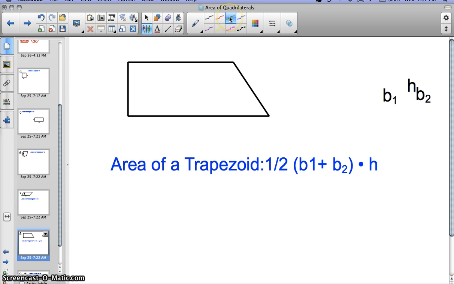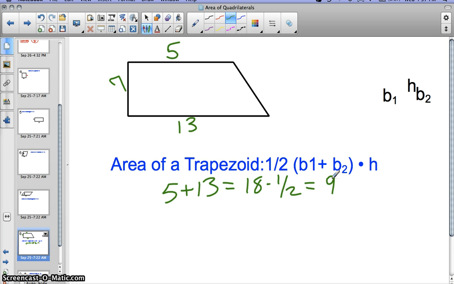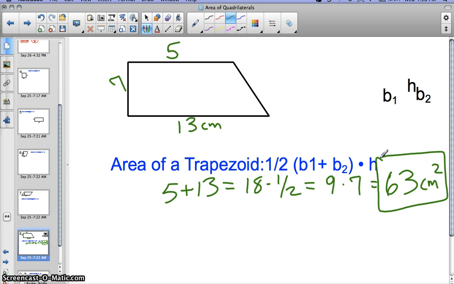Let's try another one. Alright, let's see. Base 1, let's go with 5. Base 2 will go with 13. And the height will go with 7. So add them together. 5 and 13 gives us 18. Multiply by a half gives us 9. Multiply by the height. 9 times 7 gives us what? Yeah, you got it, 63. And let's see, we're talking about centimeters here, so we're looking at centimeters squared. Make sure that if they give you the units, you include your units as part of your answer. It's pretty standard practice, so always, always, always, please add them in.